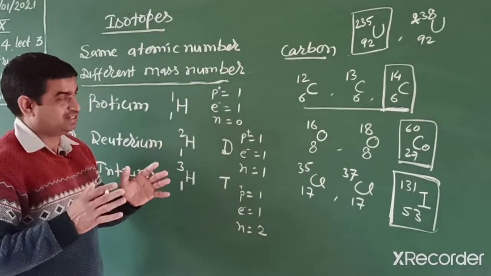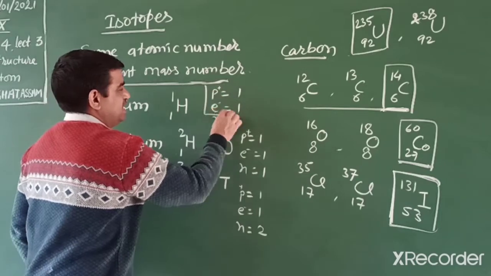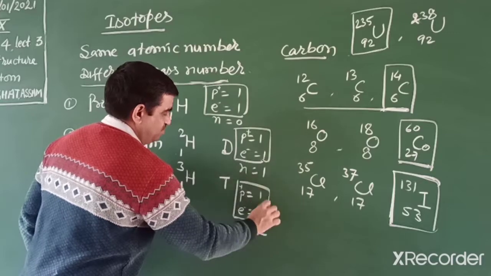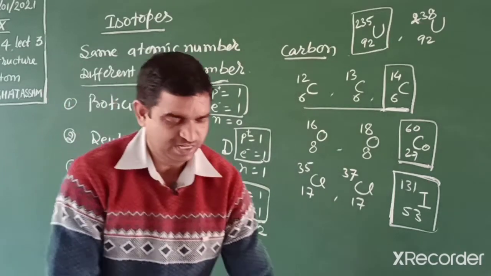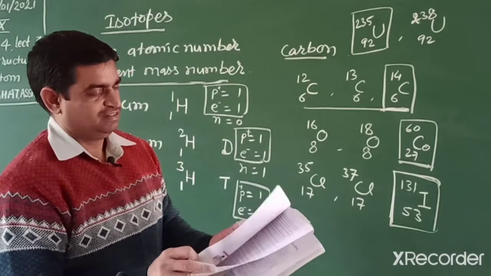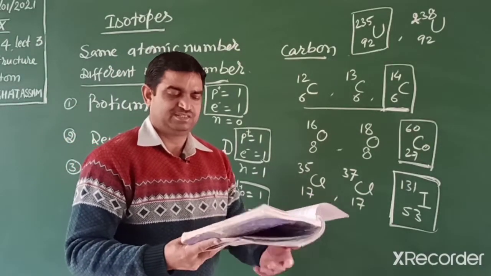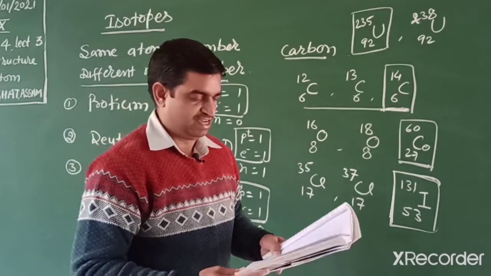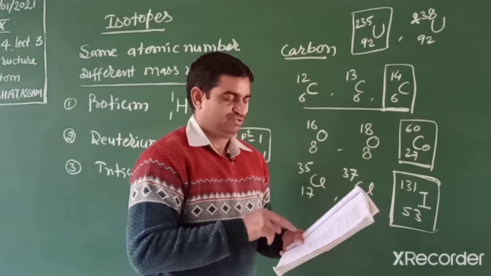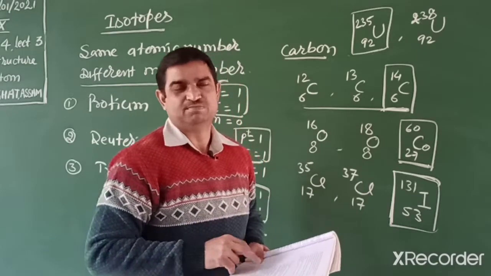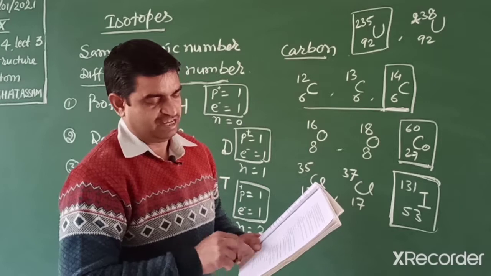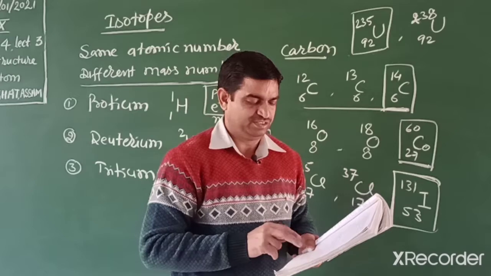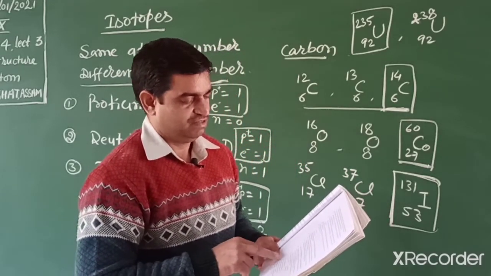In isotopes, what are the main characteristics, how can you identify them? Same number of electrons and protons. What is the difference? Only the number of neutrons is different. Students, in your NCERT, in the exercise, a question is given, at page number 55, question number 16. See in your textbook. It is a multiple choice question, and this type of question comes in the exam. Isotopes of an element have: the question has 4 options.